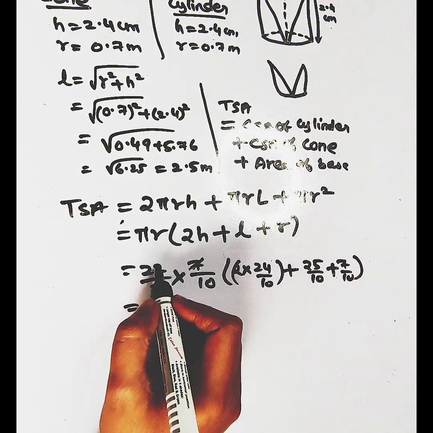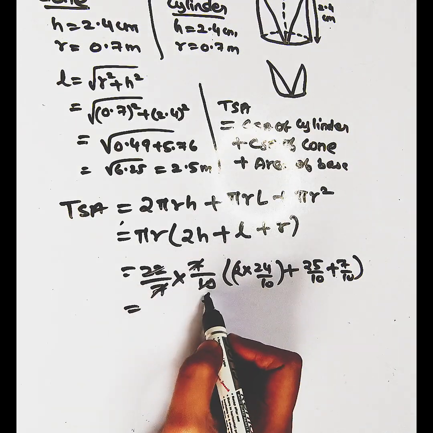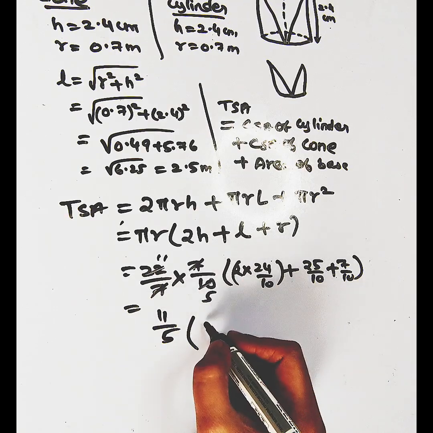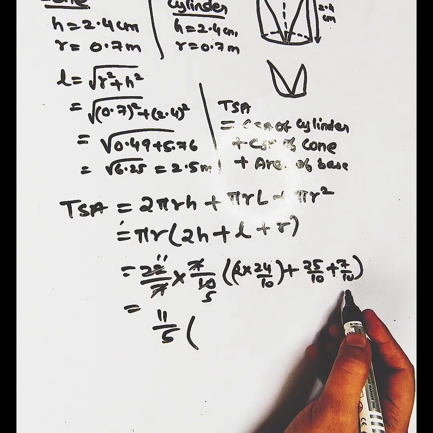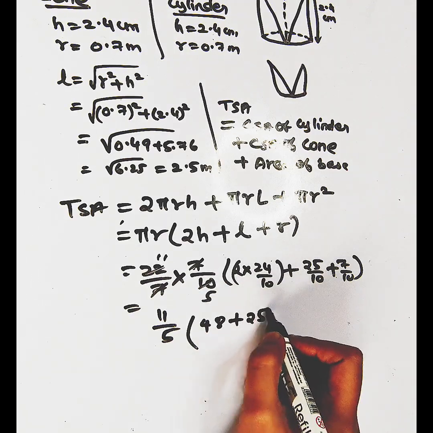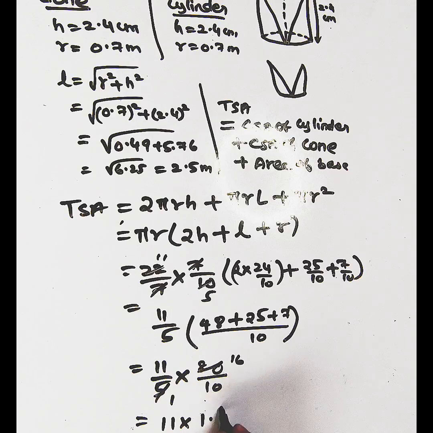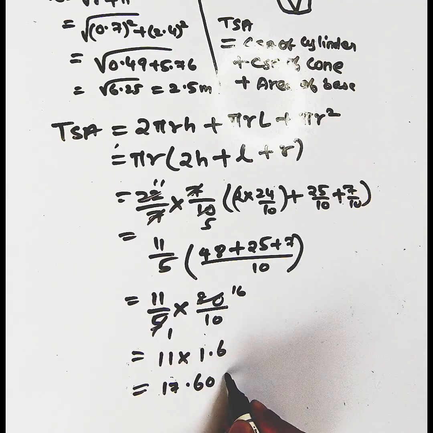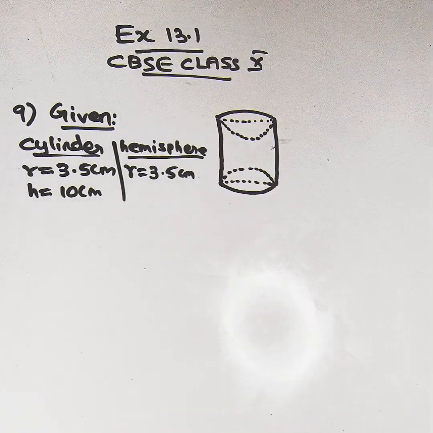7 and 7 get cancelled. We can cancel 5 times and 11 times, so it is 11 by 5. 2 into 24, 48. If you see the denominators are same, I am adding the numerators. 48 plus 25 plus 7, that is 80. 11 into 16, that is 176. So the answer is 17.60 centimeter square.